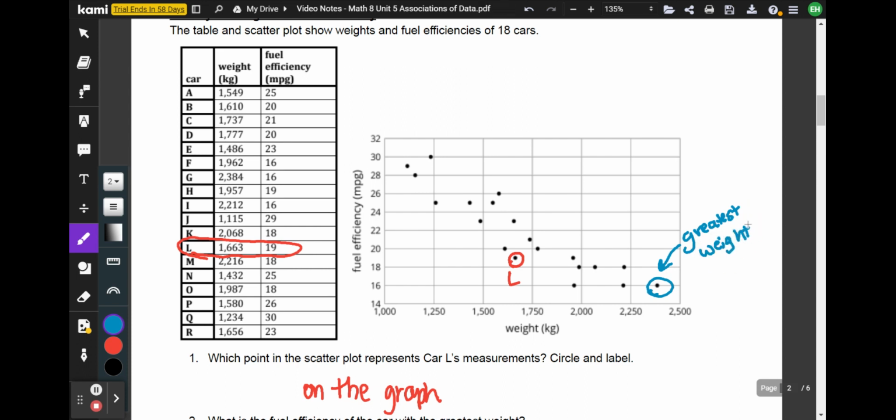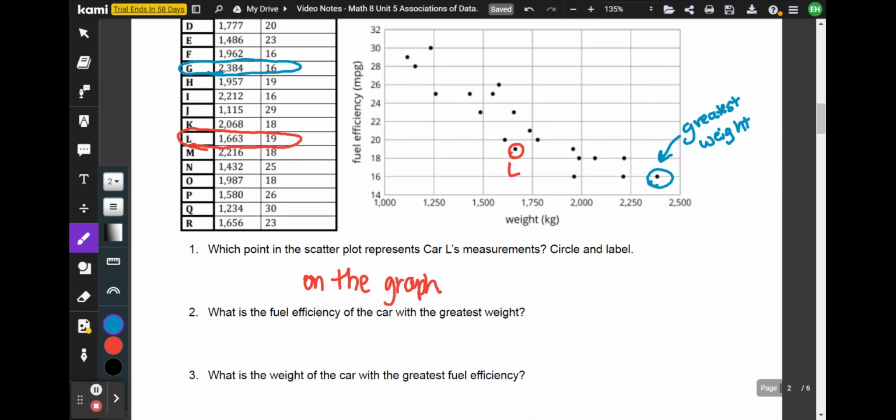And let's see which one that is in the table. So look for the one with the greatest weight. So we're looking in this column right here that I circled in blue. So look for the biggest number you can. And it looks like it is G right here. So G is the car that has the greatest weight.